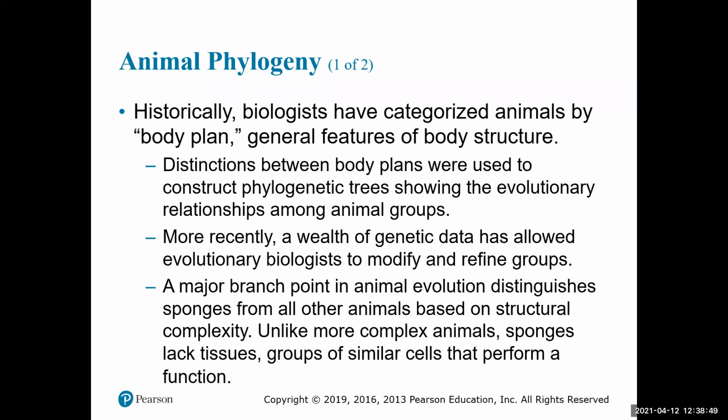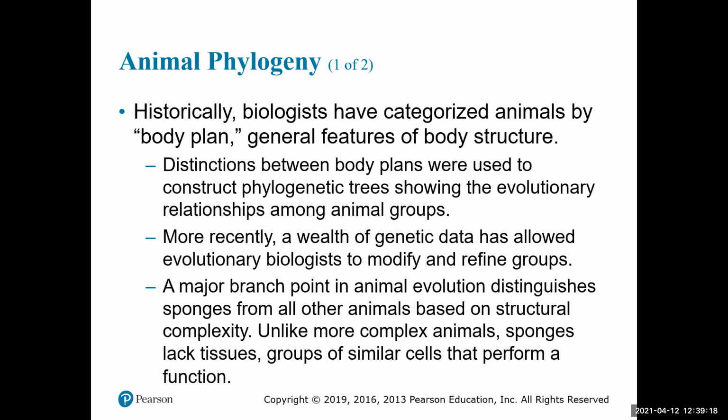All right, so welcome to the second video for our animal module. In the first video we talked about the evolutionary history of animals, what we thought the common ancestor to all animals was, and the Cambrian explosion. That's when we see the vast array of body plans really start to come about, during the Cambrian period.